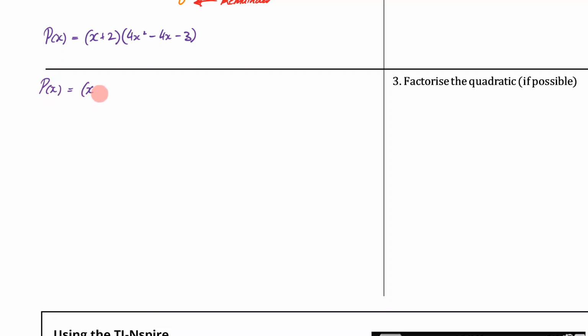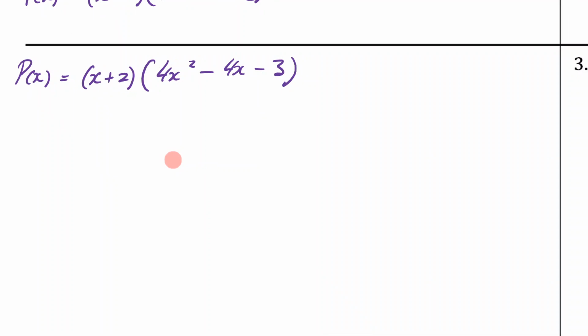So I'm going to get x plus 2, 4x squared minus 4x minus 3. Okay. So we're going to be factorizing this right here. Now we have to be careful when we're factorizing this, because we've got a coefficient in front of x squared. It just makes things a bit trickier.